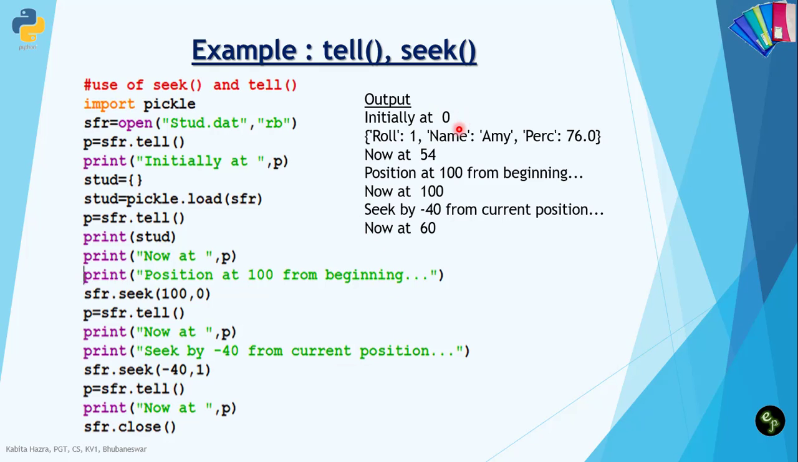So initially it says it is at 0, then it has printed the first record, now it is at 54. Then we have used the seek method to position it at 100 bytes, so it shows that it is at 100 bytes, and then from the current position we have moved backwards by 40 bytes, so now it says that it is at 60.